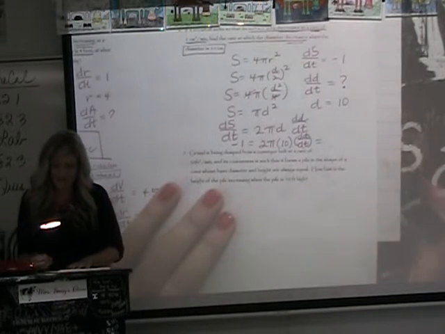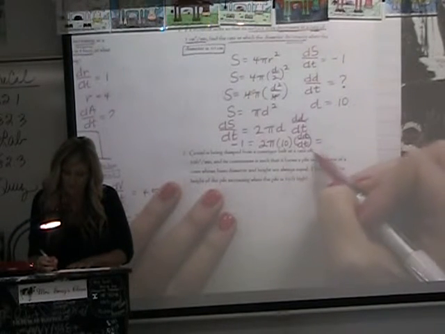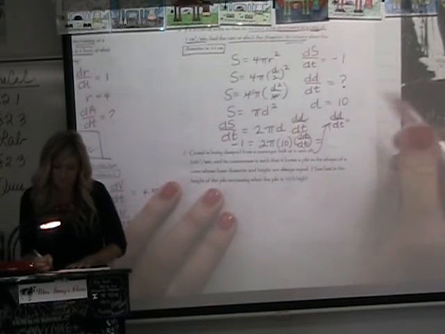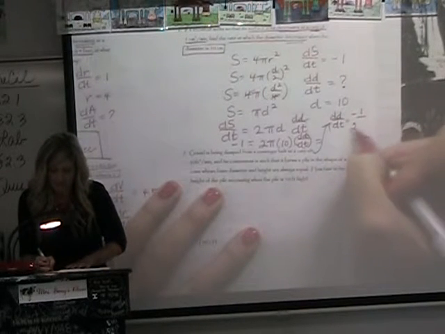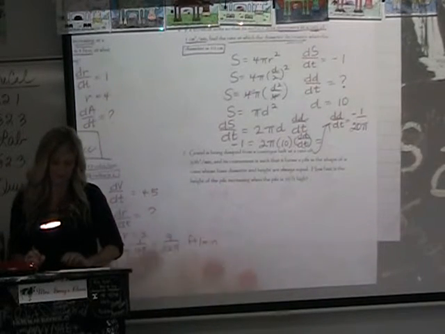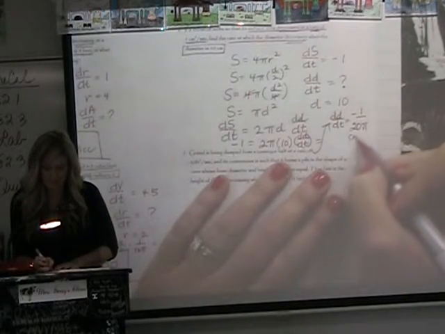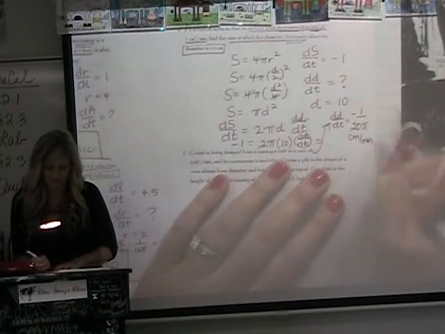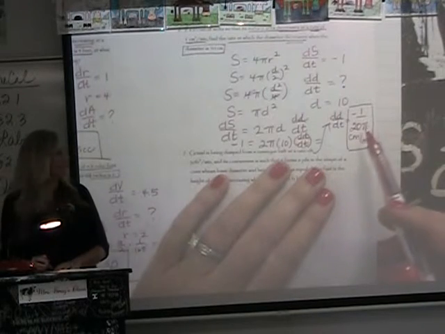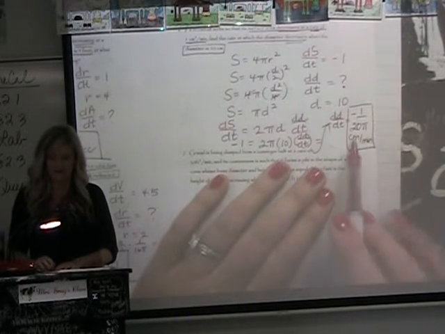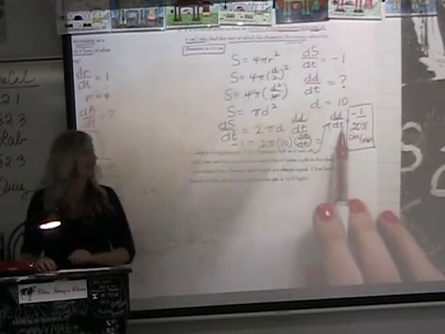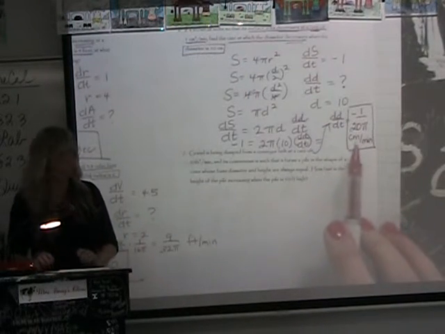So what does that mean that my dd by dt is equal to? Good, -1 over 20 pi. Now talk to me about units. Centimeters per minute, good. So -1 over 20 pi, make sure both the 20 and the pi are in the denominator. And it's centimeters per minute because diameter is measured in centimeters for this problem and time is measured in minutes for this problem.